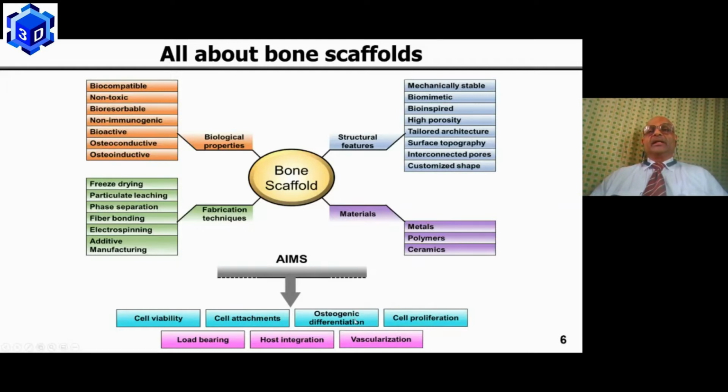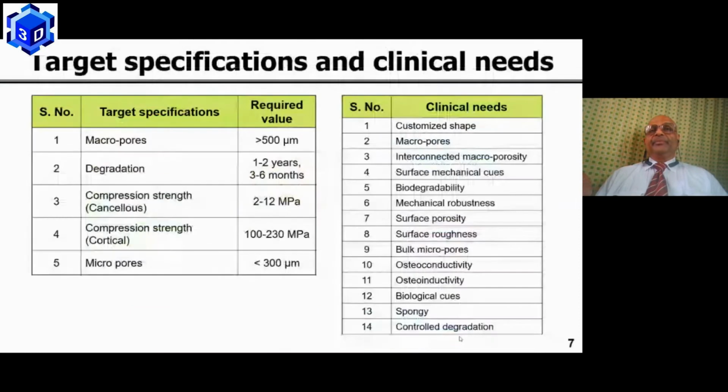If stem cells are present, and they always are, or externally added, osteogenic differentiation, good cell proliferation. The mechanical properties include load-bearing ability, the integration into the host, and the vascularization, which eventually provides healthy bone subsequent to the implant getting degenerated or resorbed, as is the intention of this method.